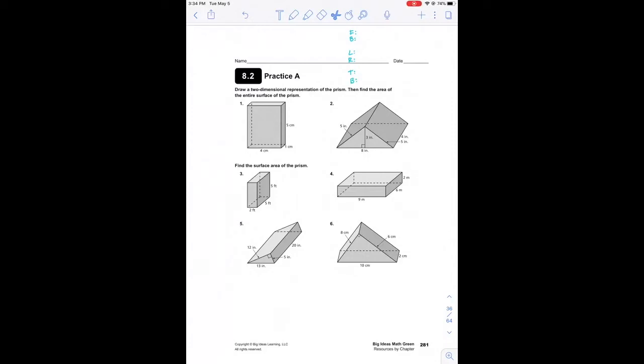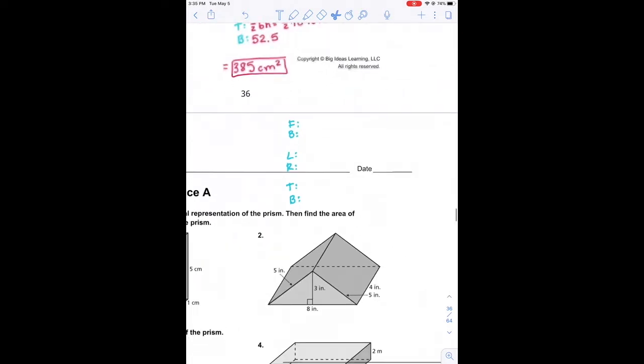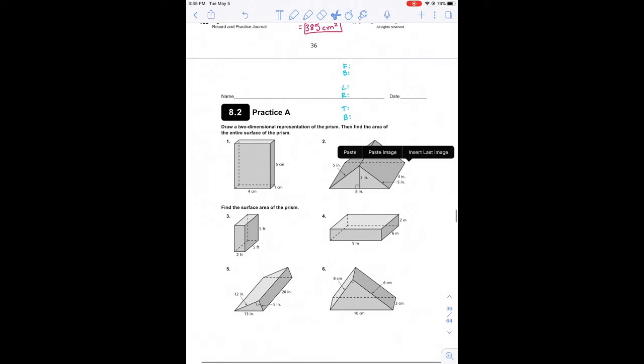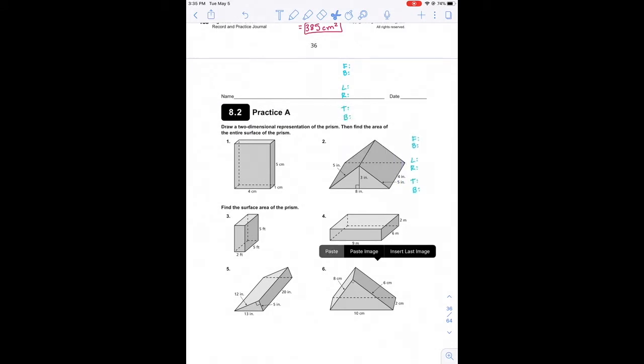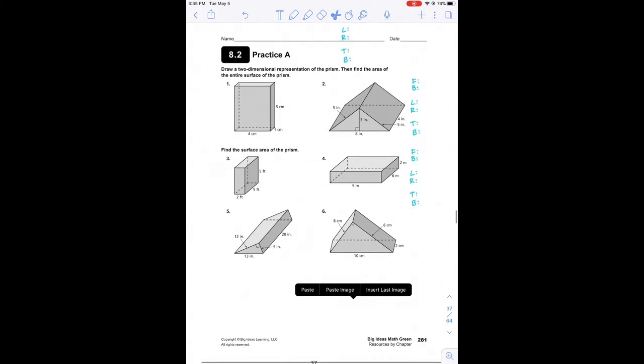Everybody, more practice with surface area today. If you remember, I said that you could set up your problems with these little pairs, front and back, left and right, top and bottom, and that'll help you remember to find the area of each of those sides. I think what I'm going to do in the video is show you guys the evens, and I'm doing you a favor because that's the harder side. More triangles, and then I'm going to leave the odds for you guys to do on your own.